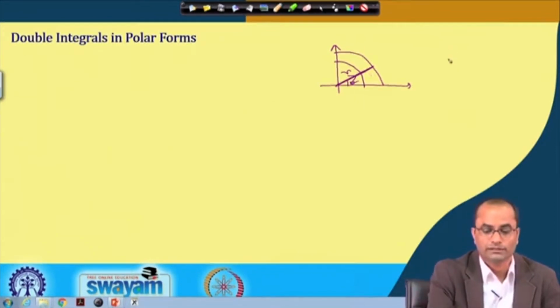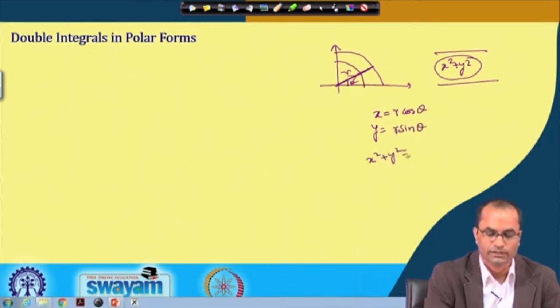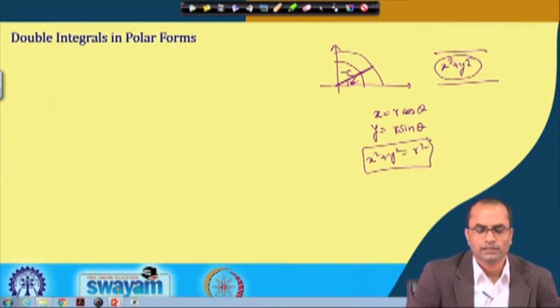So, when we see an integrand like x square plus y square, since we know in the polar form the relation from the Cartesian is x equal to r cos theta and y equal to r sin theta, this x square plus y square becomes r square. So, this also simplifies in several cases. Based on the integrand as well as the domain of integration, we will decide whether it is better to go for the polar form.